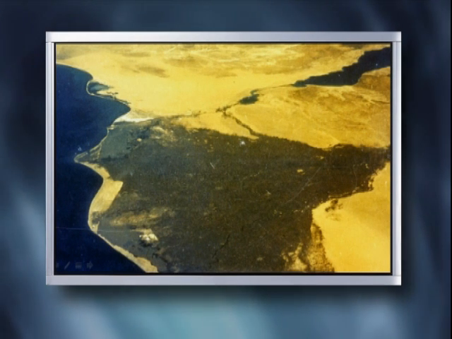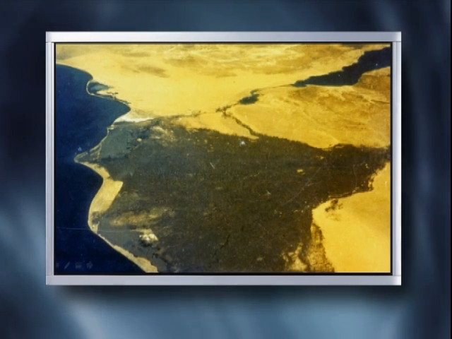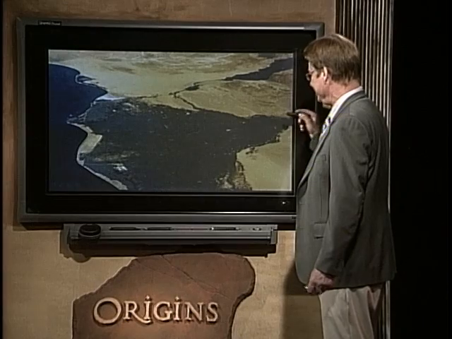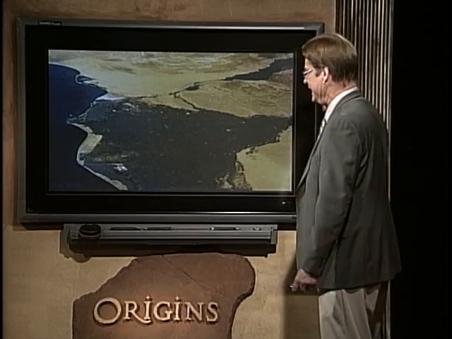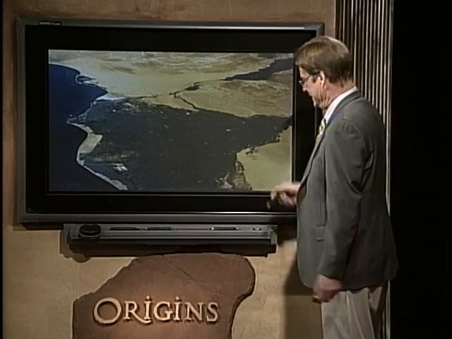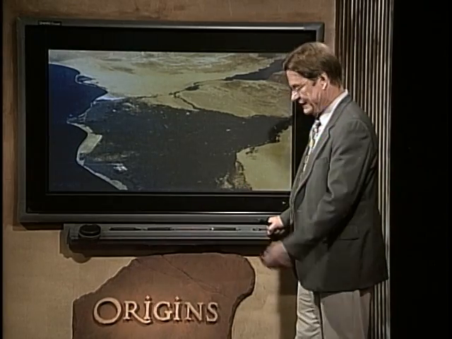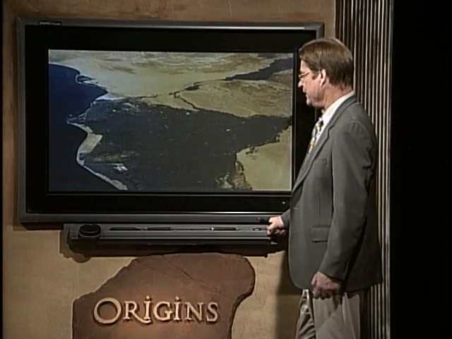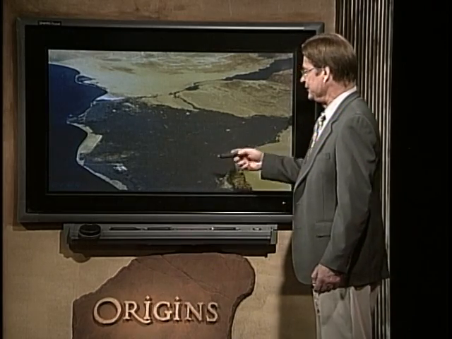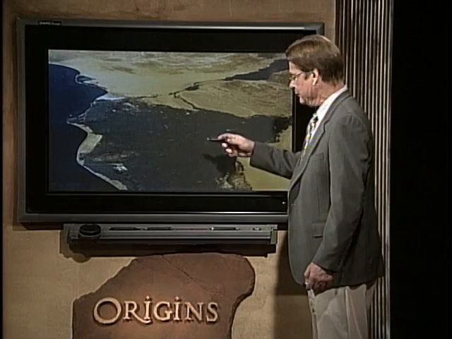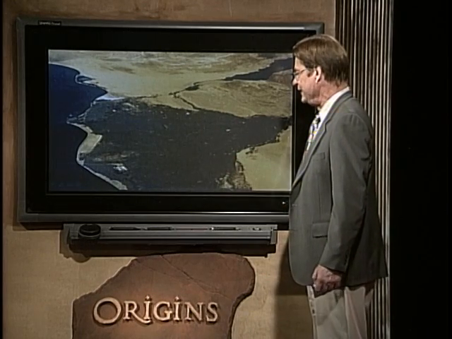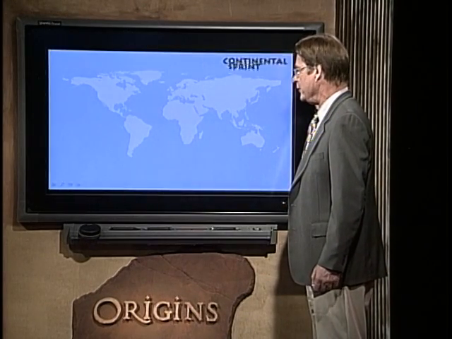River deltas are interesting. This is the Nile River Delta from space, and you can see where the Nile River comes down and into the Mediterranean, and this delta has formed largely since the catastrophic plate tectonics associated with the flood. Now, geologists are very interested in river deltas and what goes on underneath river deltas because they can be prospected for oil.